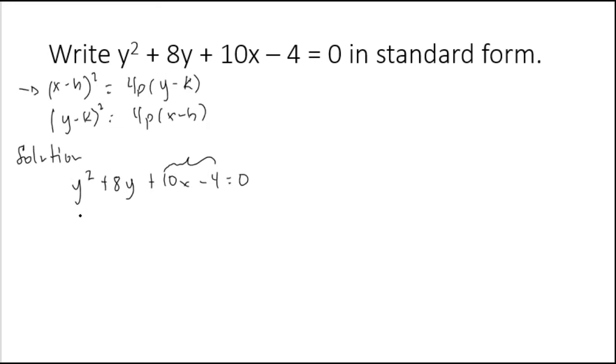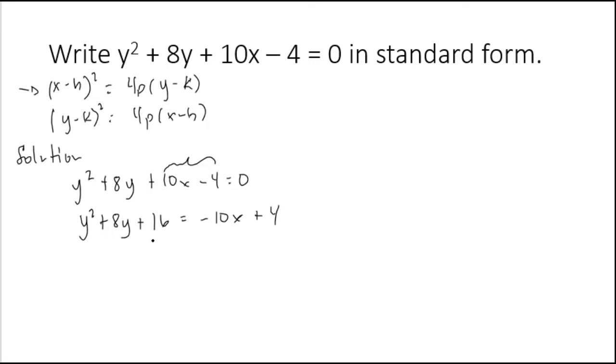Okay? So this is what will happen. y squared plus 8y, then equal to negative 10x plus 4. Why did I leave a space here? I left a space here for the number we will add. We will add 16 here to factor y squared plus 8y.